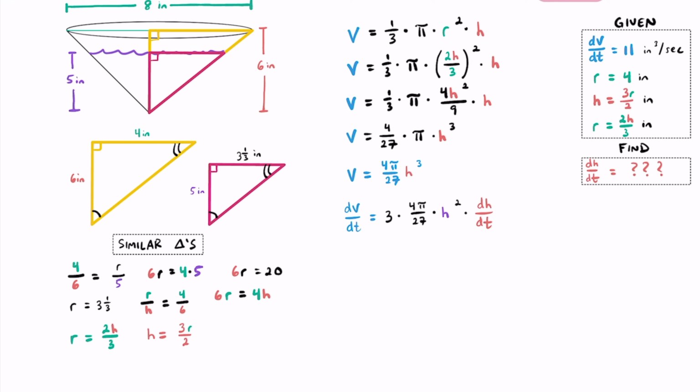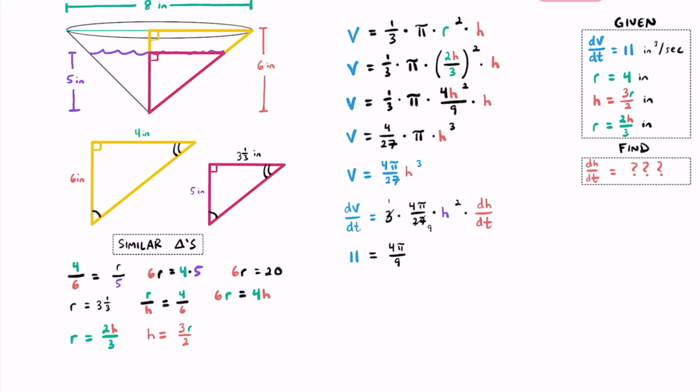Okay, so let's make some substitutions here. The first one over here is a little bit more straightforward. This dV/dt, we knew that the rate of change of the water was 11 cubic inches per second, so we can go ahead and plug that 11 in right over here. We have 11, that's equal to, and then maybe we can do some cross canceling while we're at it on the right side. So this 3 and 27 can cross cancel to make 1 and 9, because 3 is their GCF. And so we're going to end up having what? 4 pi over 9. Okay, so at least that's a little simpler, right?